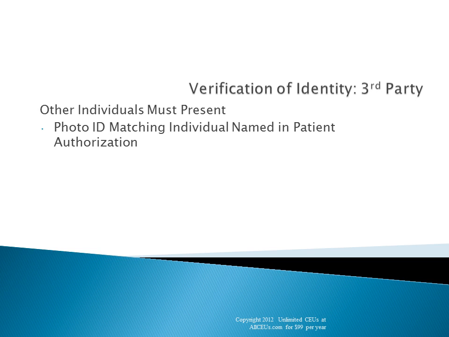Other individuals trying to access PHI must have a photo ID matching the individual named on the release of information. For example, if Jane Doe wants you to communicate information to her mother, June Doe, then that's fine. She has to sign the release of information, but then we need to confirm that the person we're talking to is June Doe.